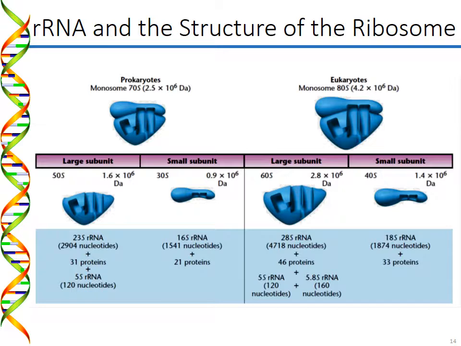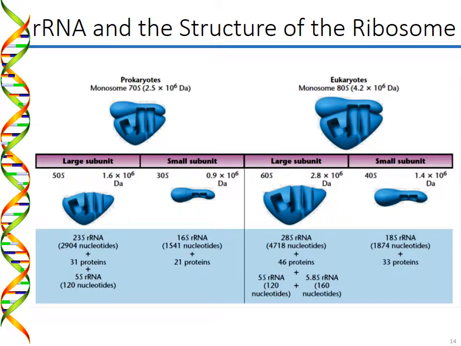Here we see some diagrams showing the structure of the ribosomes. On the left we have the prokaryotic ribosome, and on the right the eukaryotic ribosome. They are comprised of 2 different subunits, as I mentioned earlier. They are different sizes, and so they are creatively referred to as the large subunit and the small subunit.